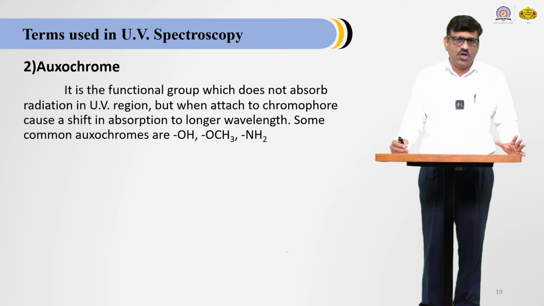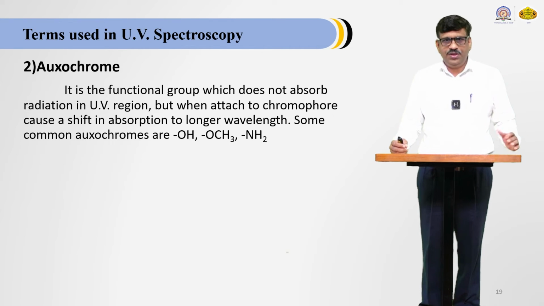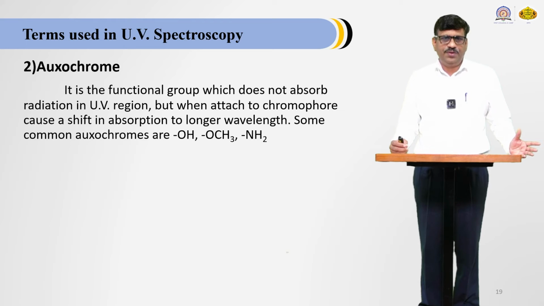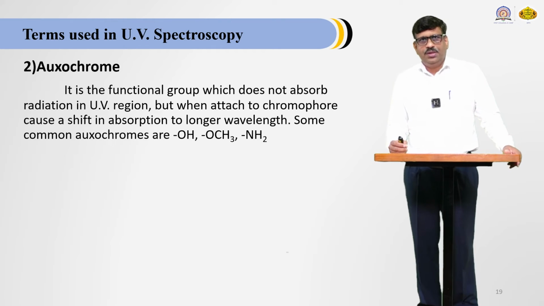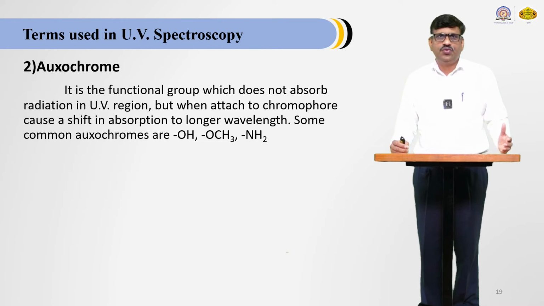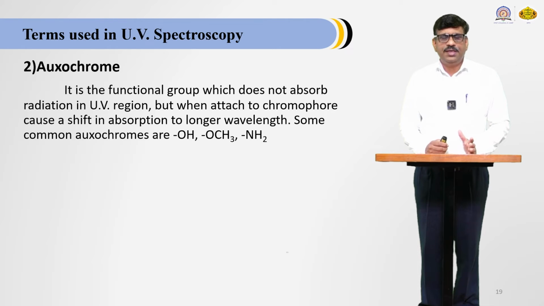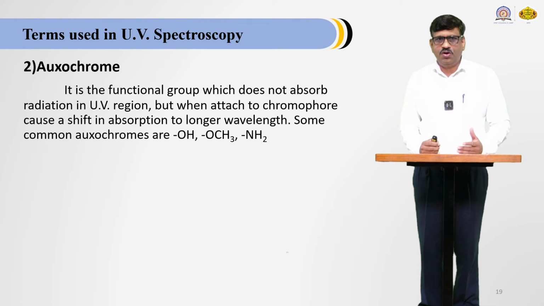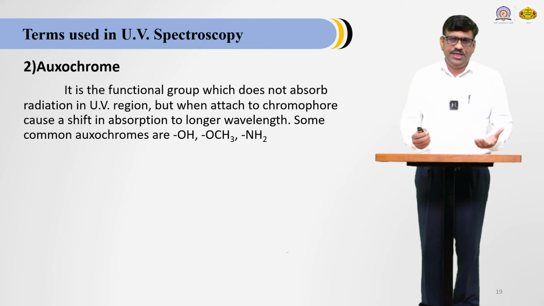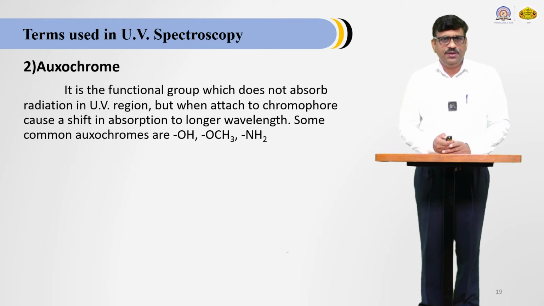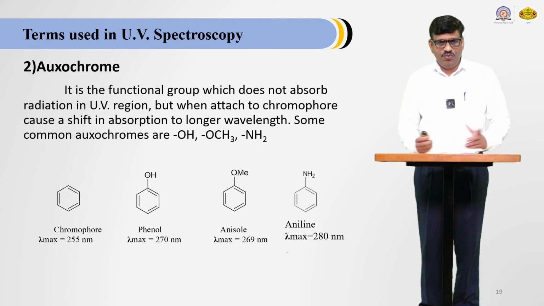Now another term is oxychrome. It is a functional group which does not absorb radiation in the UV region, but when attached to a chromophore, it increases the lambda max value of that compound. These are called oxychromes. For example, OH, OCH3, NH2 are oxychromes.